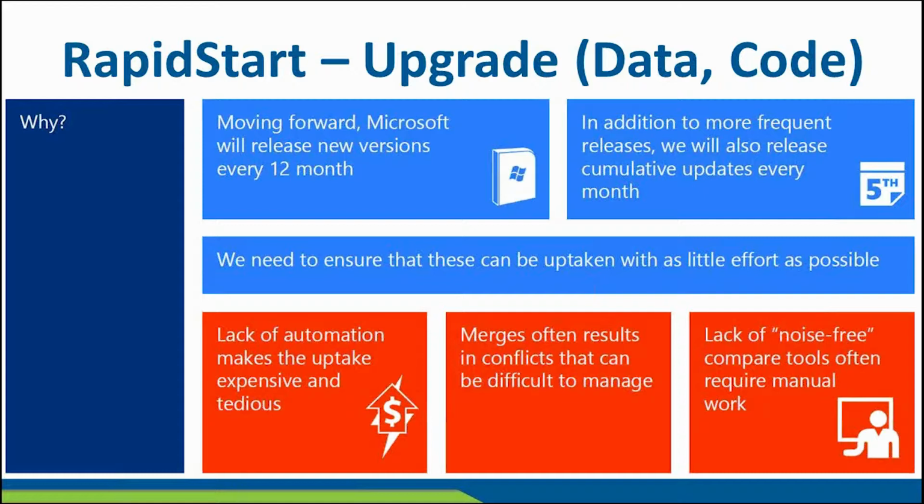In addition to that, they've come up with a different release schedule for cumulative updates, in that they come out every month. And so with the amount of change that's happening and the frequency of the change that's happening, from Microsoft's perspective, they really needed to make sure that the ability for the partner to apply both updates and perform new implementations and new upgrades was as easy as possible.